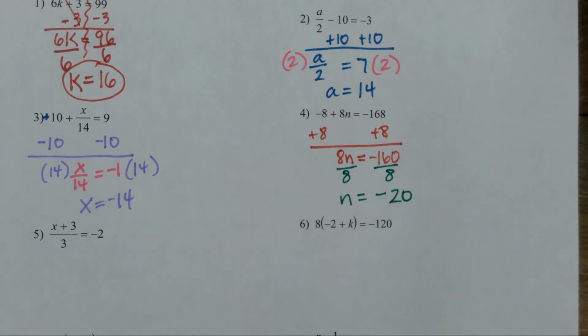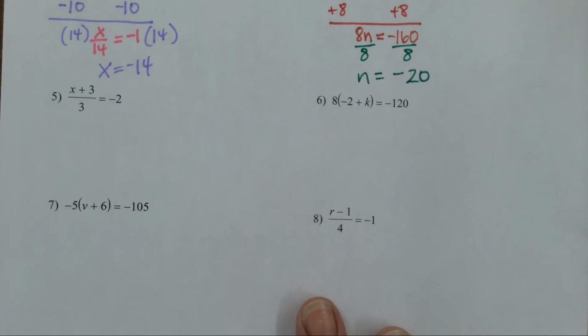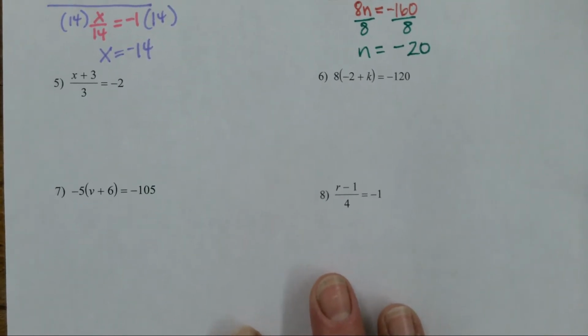Okay, now the last 4 are a little bit different because I've been telling you up to this point, get rid of the addition and subtraction, unless it's blocked by multiplication or division. This addition is blocked by this bar for division. So you have to do the multiplication first.